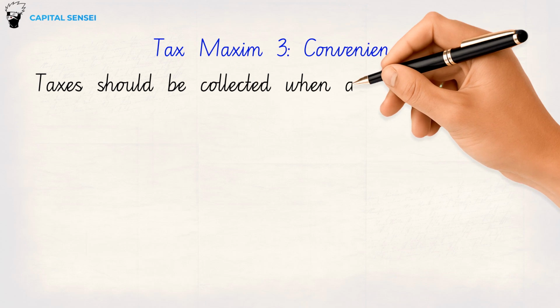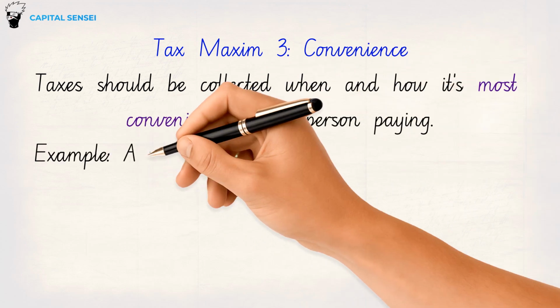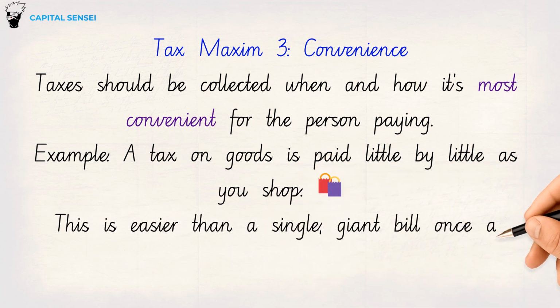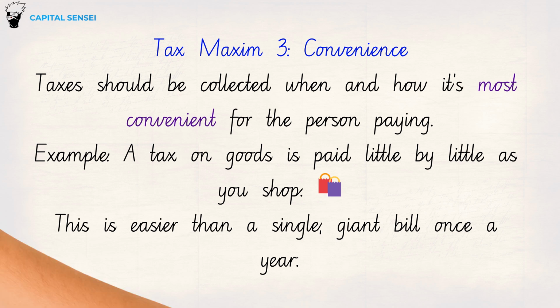Third, the maxim of convenience. Every tax ought to be levied at the time or in the manner in which it is most likely to be convenient for the contributor to pay it. For example, a tax on consumer goods is paid little by little as you buy things, which is more convenient than being hit with a giant bill once a year.